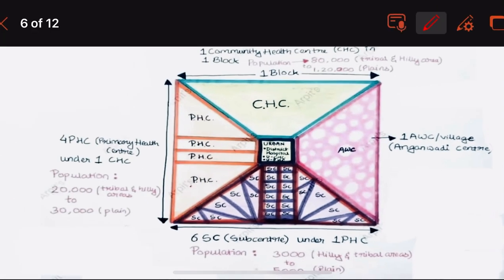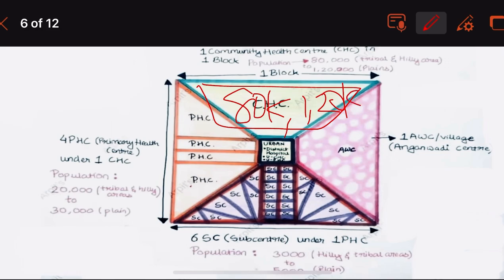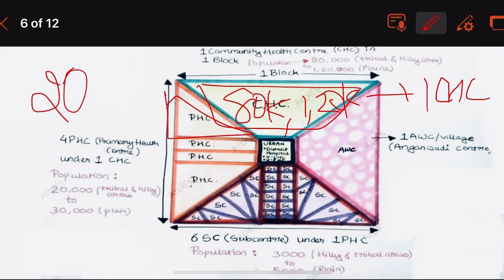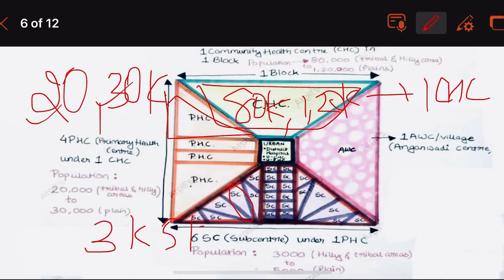So clear, guys? In CHC, what did we see about the population? For 80k to 1,20,000 population, we have one CHC. Regarding the PHCs, we saw that one PHC is for 20 to 30k. If it is hilly area, 20k. If it is plain, 30k. Next, one sub center for 3k to 5k. Lastly, one village will have one Anganwadi center.